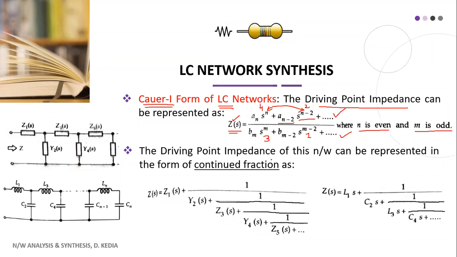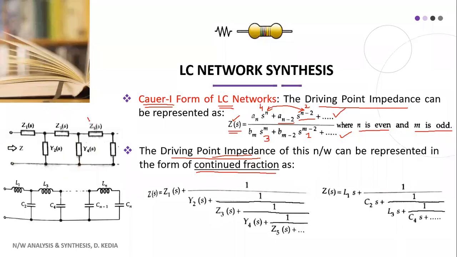Now, this driving point impedance we will represent in a different way. Different in the sense that, as we have talked about very frequently in our network synthesis procedure, we are using long division, or the continued fraction approach. In this continued fraction approach, we will be representing this Z(s) in the form of, you can say, Z1, Y2, like that.